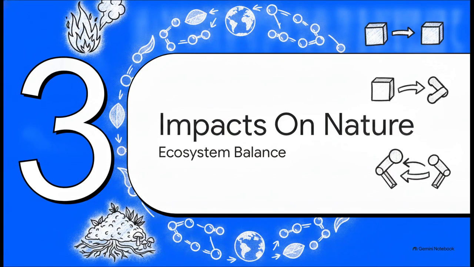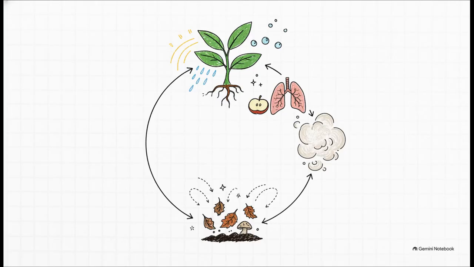All right, let's pull back and look at the big picture in Section 3, Impacts on Natural Environments. Nature absolutely relies on a really delicate, continuous balance of these exact chemical reactions. Let's look at the sheer biological symmetry between two of the most crucial ones, photosynthesis and respiration.